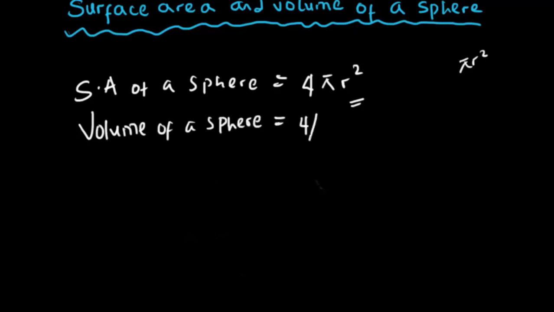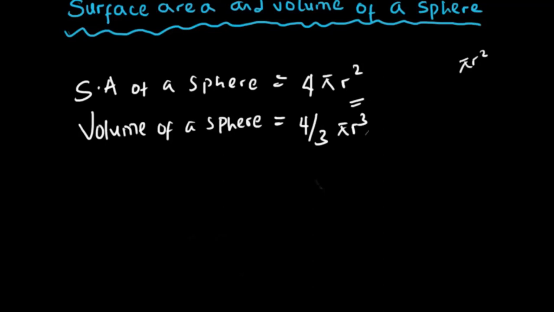Now the volume of a sphere is 4/3 pi r cube. Now remember, I've been saying the volume of any shape is the base area of the shape times the vertical height. But a sphere is a special kind of shape. And so the volume of a sphere is 4/3 pi r cube.